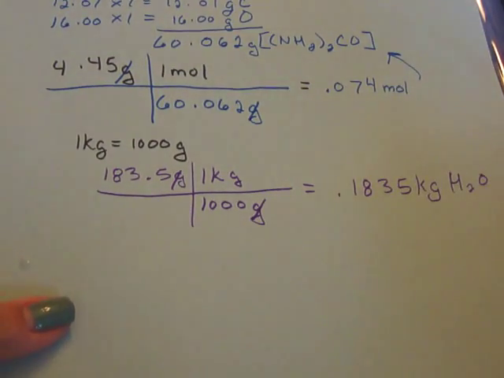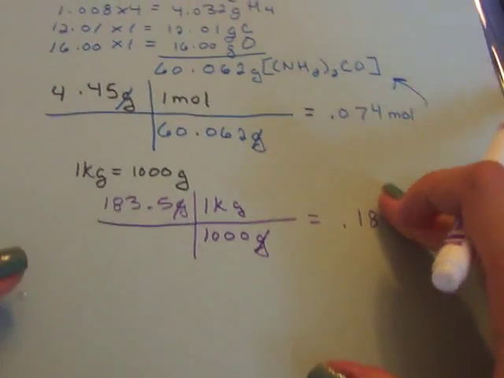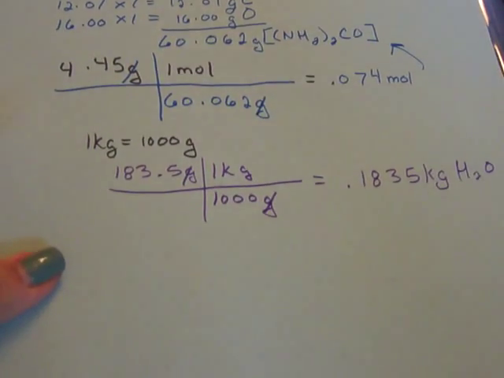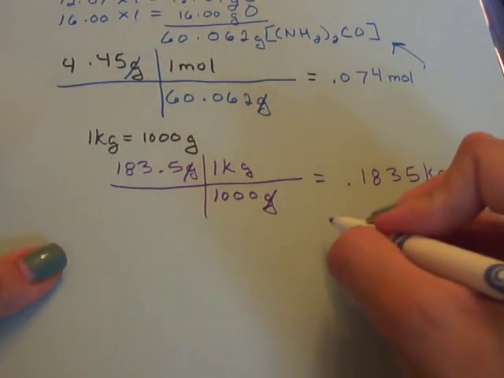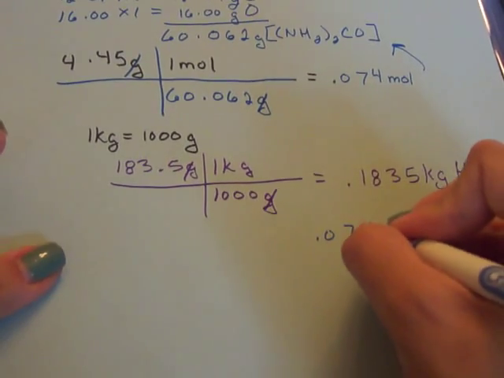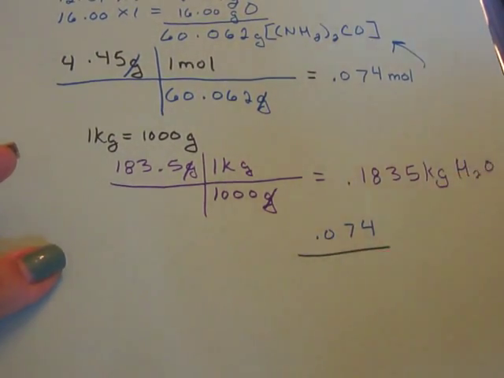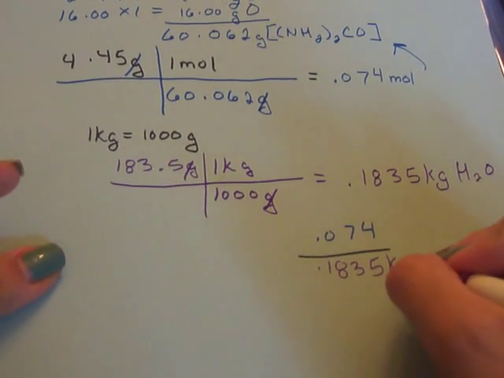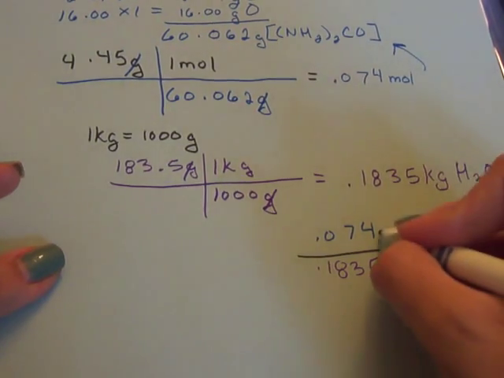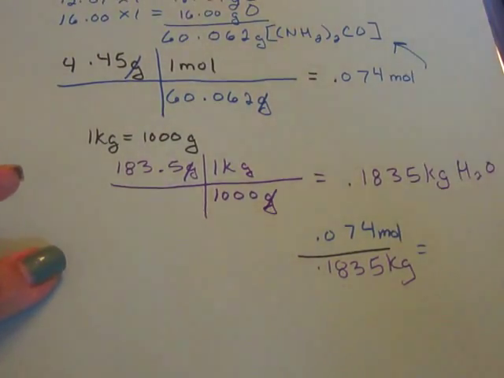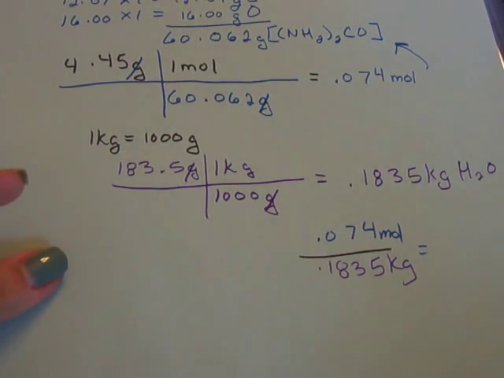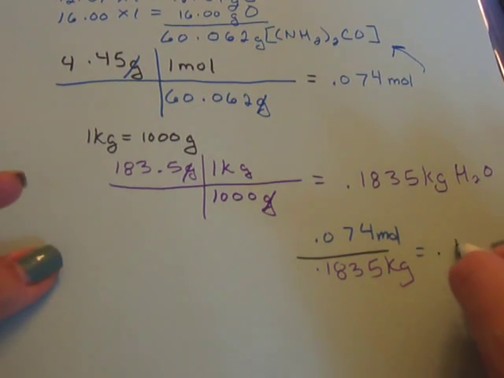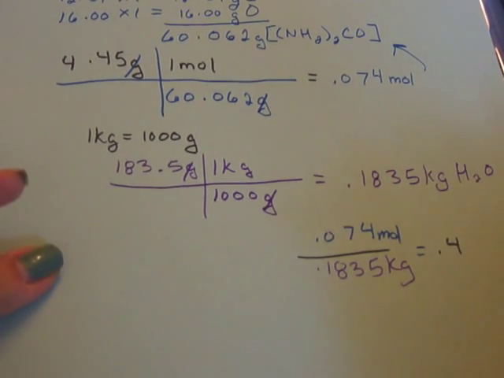And so now we can divide, we can plug these two values into our equation up here. And so after dividing this, our answer is 0.4. So that would be our molality.